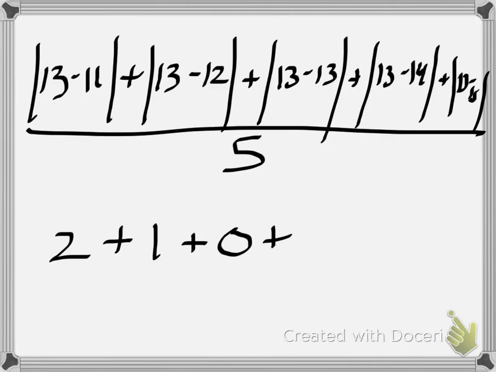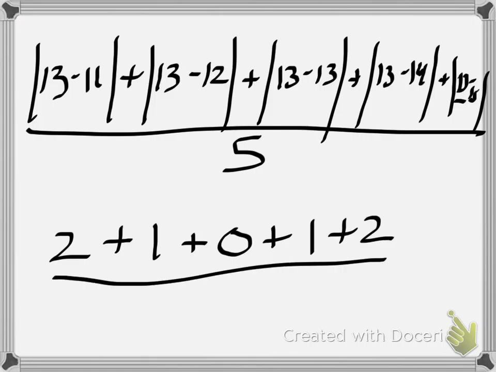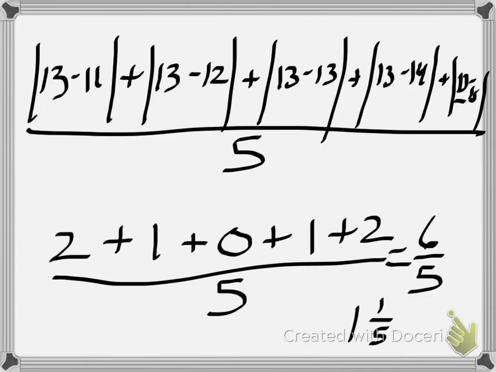What we simply do is just do it backwards. 14 minus 13, and we get a 1. And negative 1 and 1 are both 1 place from 0. And 15 minus 13, or 13 minus 15, gives us a 2 or negative 2. And then we're going to end up here with a total of 6 over 5, which is 1 1/5, or we could do it as a decimal and have 1.2. Okay? So that's going to end up being our mean absolute deviation.